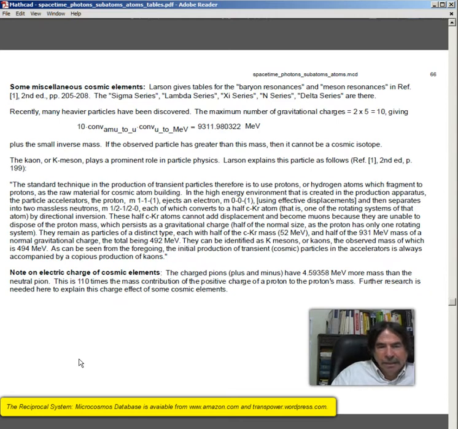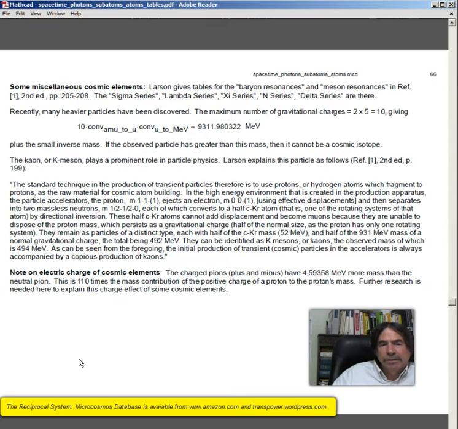ejects an electron, M0-0-1, using effective displacements, and then separates into two massless neutrons, M1/2, 0, each of which converts to a half cosmic krypton atom that is one of the rotating systems of that atom by direct inversion. These half cosmic krypton atoms cannot add displacement and become muons because they are unable to dispose of the proton mass, which persists as a gravitational charge. Half of the normal size, as the proton has only one rotating system.